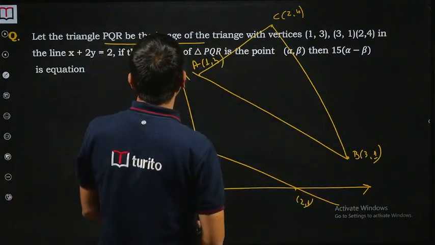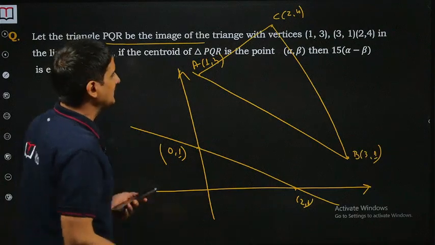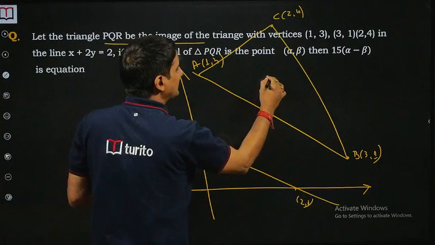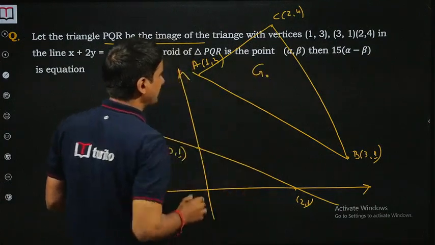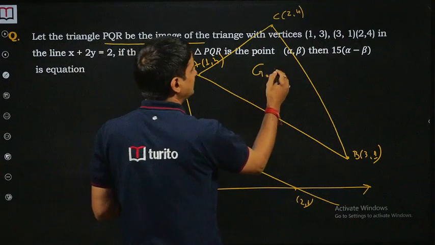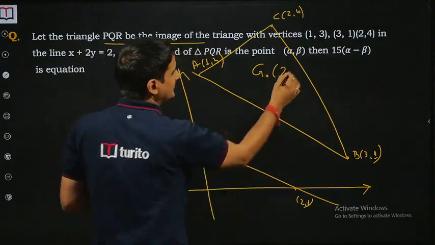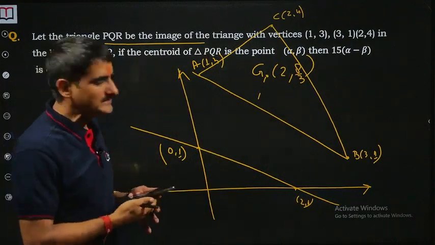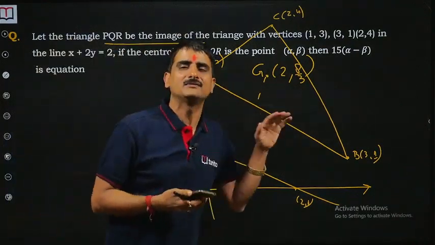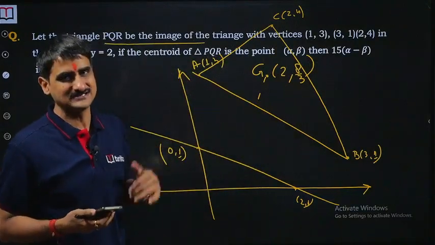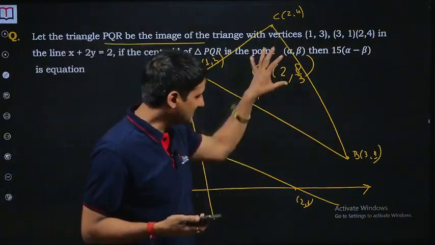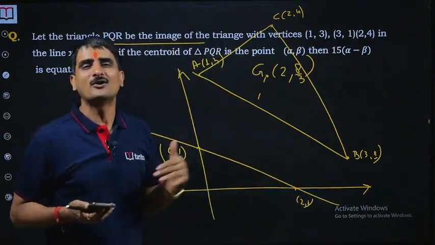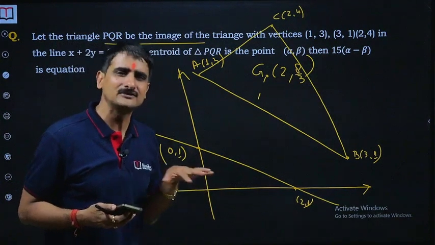Now what we need is the centroid of triangle PQR's image. Okay, that's the image. Fine. So we have the centroid of this triangle. What is it? (x1 + x2 + x3)/3 is 2, (y1 + y2 + y3)/3 is 8/3. Now, you have to find the centroid of the image triangle. The image and the object triangle will be congruent triangles, isn't that so? Nothing is going to change.